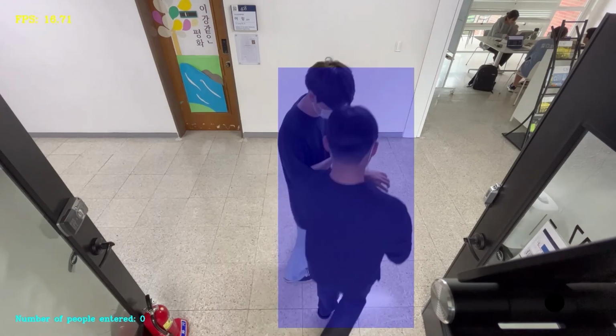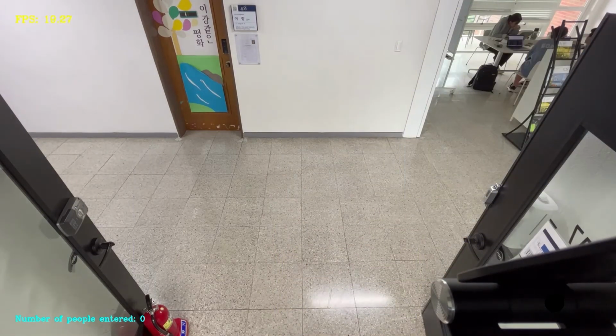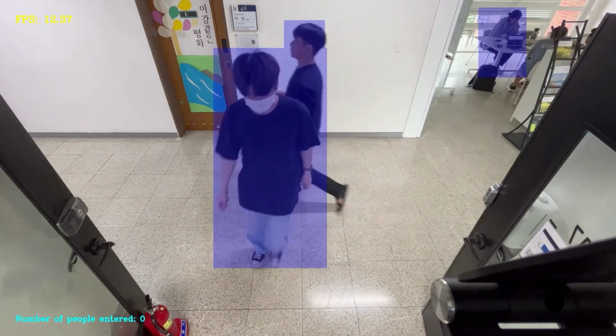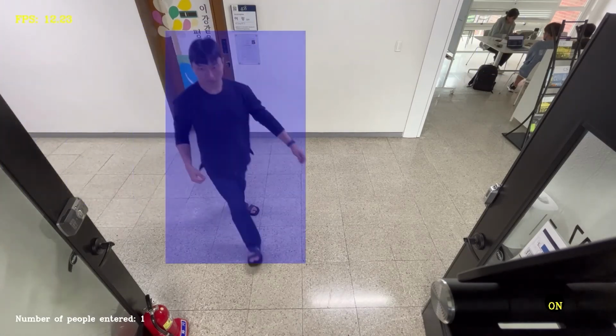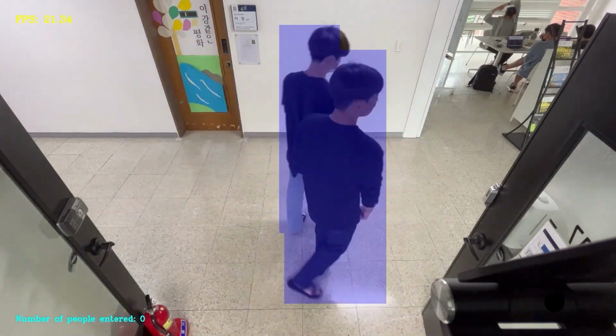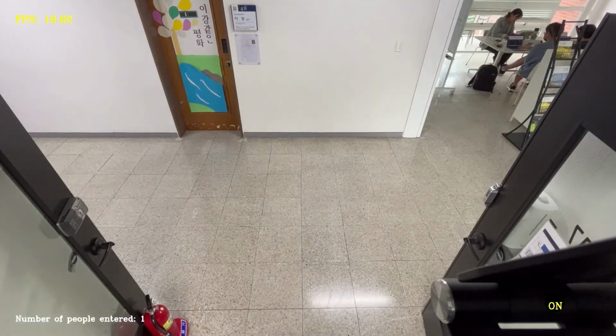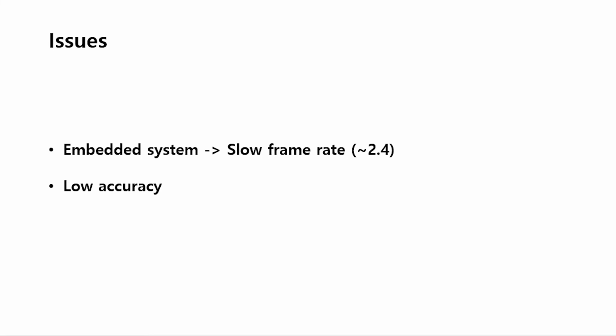So in conclusion, our system was able to properly detect and track people from video footage, determine if they are exiting or entering the room, and record all the information, all within a Raspberry Pi module. Some issues we had was that since we ran this on an embedded system, it wasn't the fastest and the frame rate dropped to around 2.4, which is pretty choppy footage.